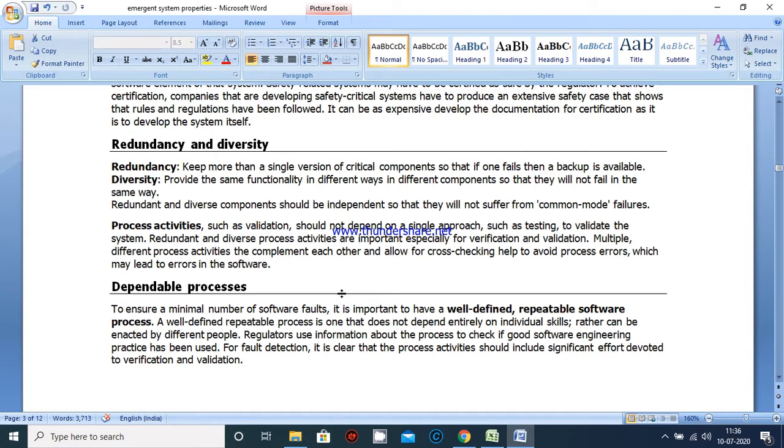Dependable processes. To ensure a minimal number of software faults, it's important to have a well-defined repeatable software process. A well-defined repeatable process is one that doesn't depend entirely on individual skills, rather can be enacted by different people. Regulators use information about the process to check if good software engineering practice has been used. For fault detection, it is clear that the process activities should include significant effort devoted to verification and validation.